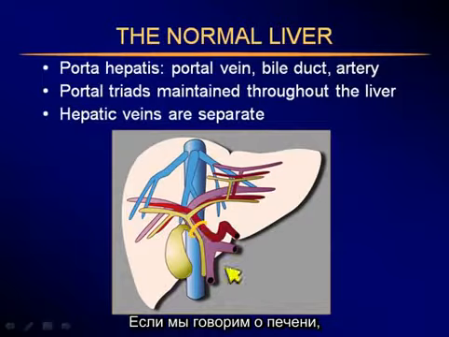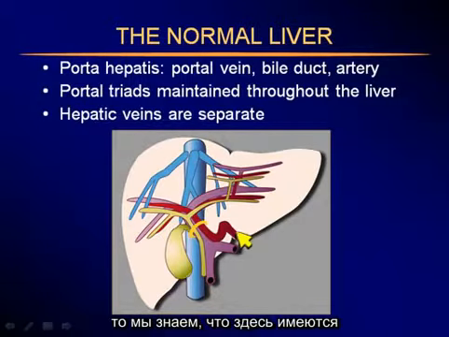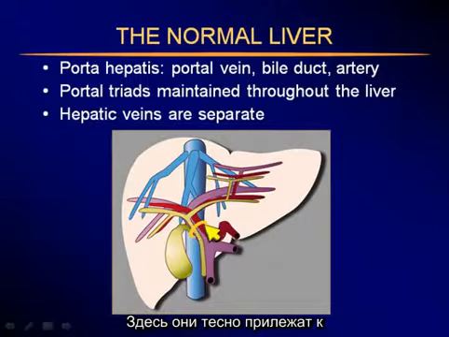If you think about the liver, you realize that there are 4 tubular systems that go throughout the liver. We have the portal venous system, the hepatic arterial system, and the bile ducts. These are intimately related at the porta hepatis. They join together as partners in the portal triads, and they stay together throughout their entire branching throughout the liver. The 4th tubular system is the hepatic veins.